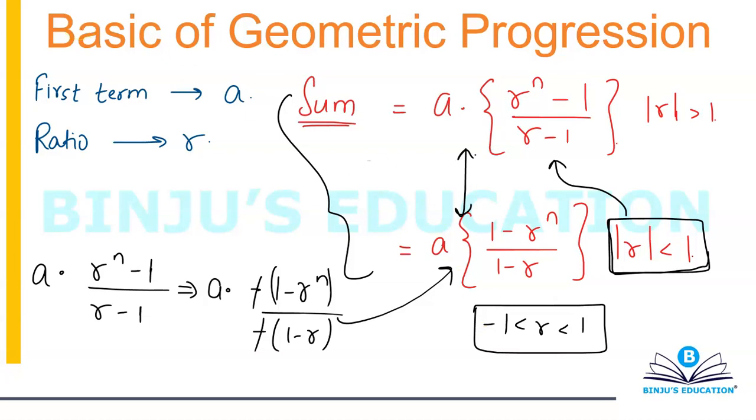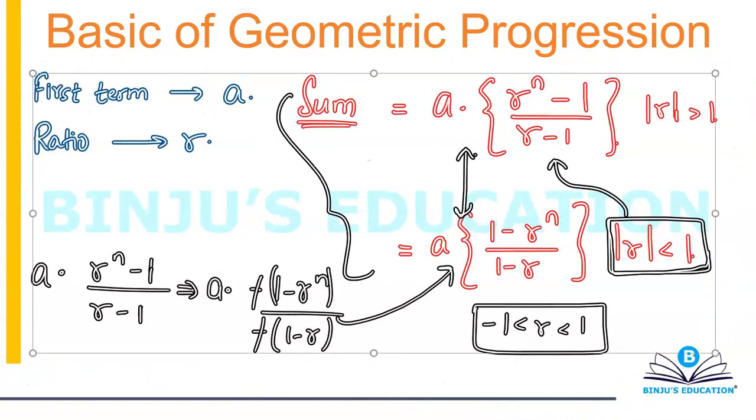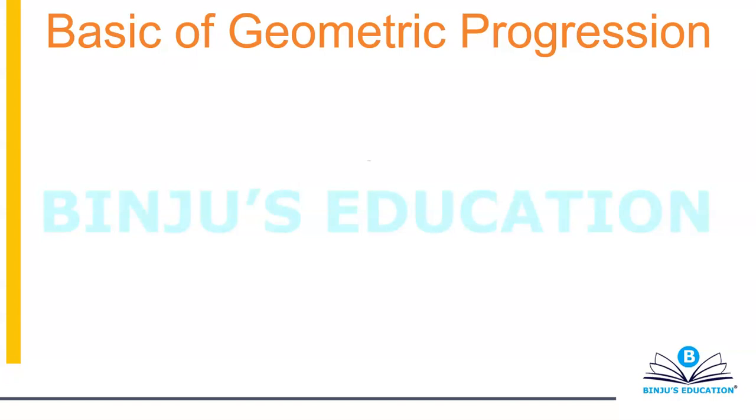Now, another important aspect regarding geometric progression which you need to know: if you remember when I taught you arithmetic progression, I told you that the sum of the first term and the last term is equal to the sum of the second term and second last term, then the sum of third term and third last term, fourth term and fourth last term.